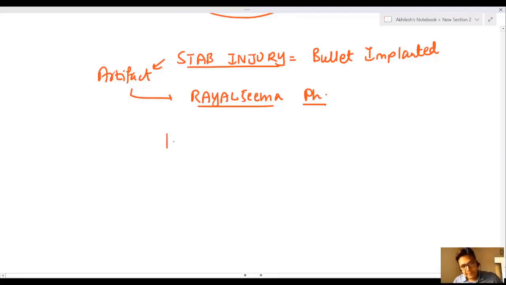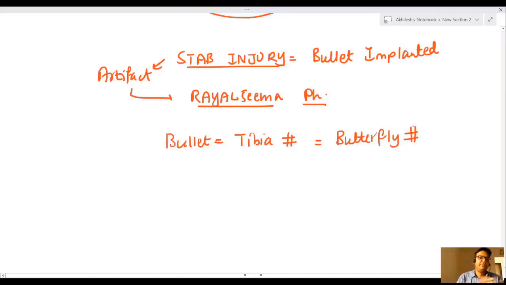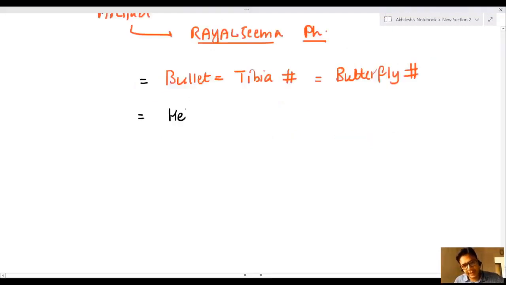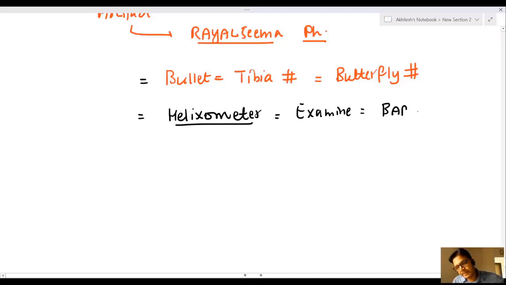By bullet, you have a tibia fracture. This is known as butterfly fracture. There is an instrument which is known as helixometer. Helixometer is used to examine the barrel of the weapon.